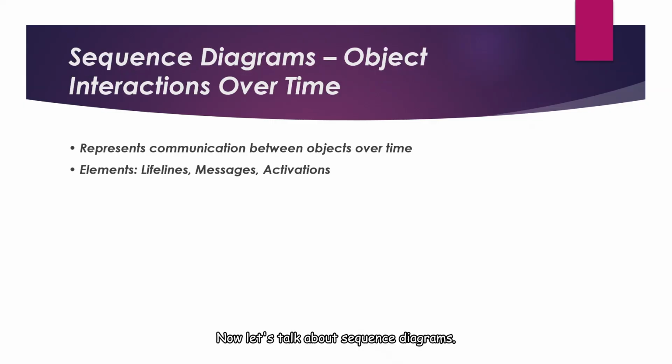Now let's talk about sequence diagrams. These diagrams illustrate how objects interact with one another in a specific scenario over time. Each object has a lifeline and messages are represented as arrows. This is useful when you want to capture a flow of operations, like how a user logs in or books a ticket. The vertical axis represents time and the horizontal axis shows the objects participating in the process. You will also see activation bars, which represent periods where an object is active or executing logic.